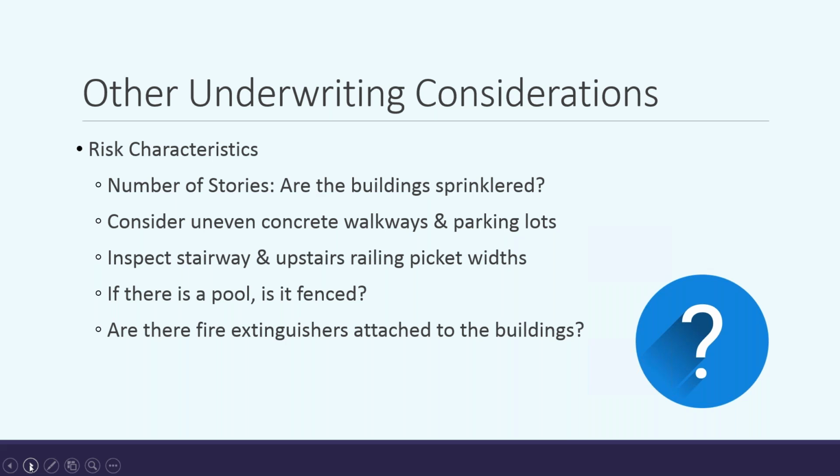And by the way, all of these items that I'm talking about right now will be picked up under loss control inspection, which is done within the first 60 days of writing the policy. They're going to be looking at the upstairs stairway and the railing picket width. And building code in California is 4 inches.